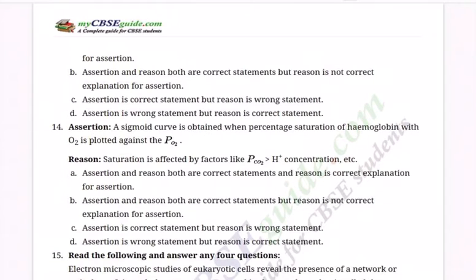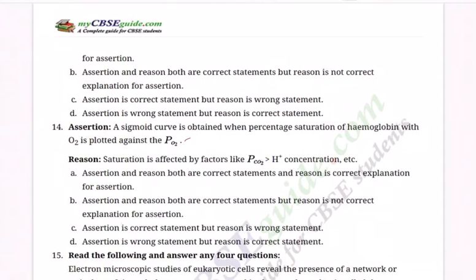C. Assertion is correct, but reason is wrong. D. Assertion is wrong, but reason is correct. Question 14. Assertion: A sigmoid curve is obtained when percentage saturation of hemoglobin with oxygen is plotted against partial pressure of oxygen. Reason: Saturation is affected by factors like partial pressure of carbon dioxide, H plus concentration, proton gradient, all that. A. Assertion, reason both are correct, and reason is correct explanation for assertion.